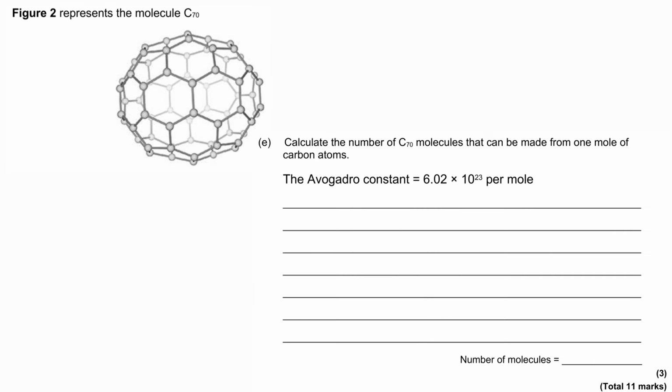Calculate the number of C70 molecules that can be made from 1 mole of carbon atoms. And we're being told that the Avogadro constant is 6.02 times 10 to the power of 23 per mole. And so that's being very vague because it depends what we're talking about. It might be that many atoms being present in 1 mole of atoms, or in this case, that will be the number of molecules present in a mole of that particular molecule. And this means that a mole is just a word for a number that means a particular amount of substance.